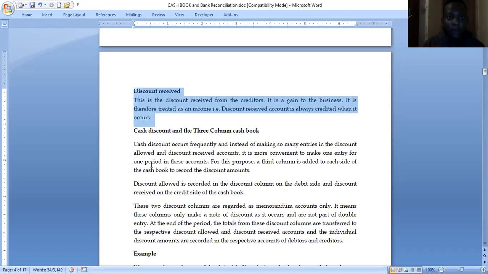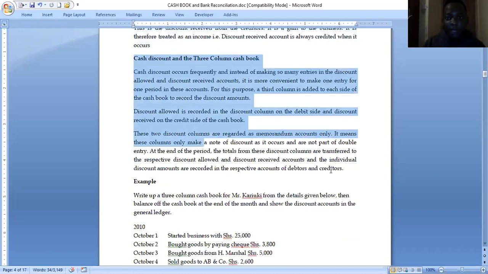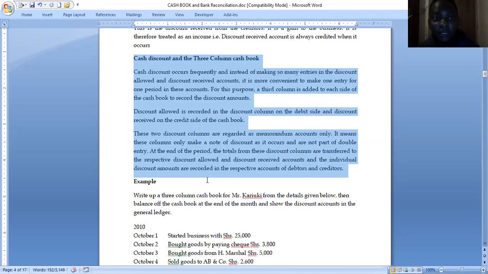So before we look at an example, let's analyze this paragraph. That cash discount occurs frequently, and instead of making so many entries in the discount allowed and discount received accounts, it is more convenient to make just one entry for one period for these accounts. For this purpose, a third column is added to each side of the cash book to record the discount amount. So discount allowed is recorded in the discount column on the debit side of the cash book, whereas the discount received is recorded on the credit side.